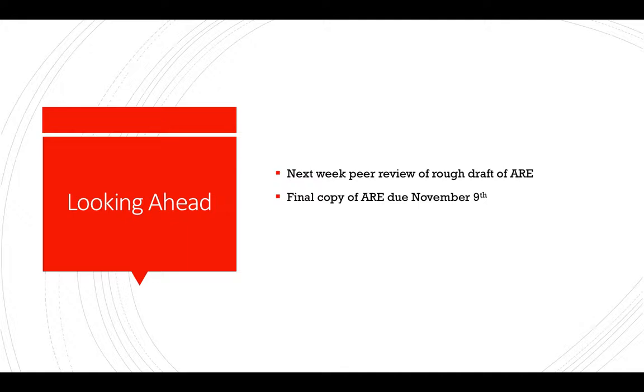So just keep that in mind as you're composing. And looking even further ahead, the final copy of your ARE is due on Friday, November 9th. So you do have some time in between, but please don't put off your drafting. And if you do a little bit more each week, submit to the discussion board, do a peer review, let me know if you have questions, then you should be in a good state to keep composing this so you can do your very best work.